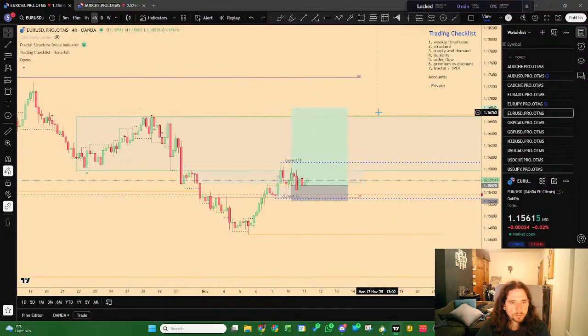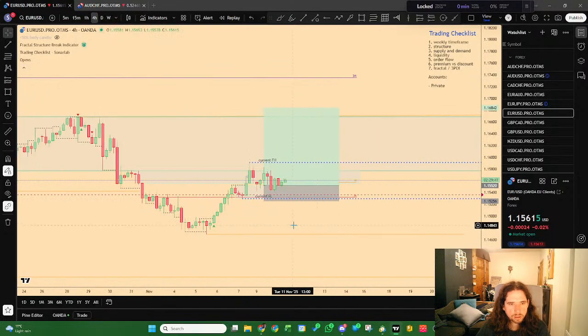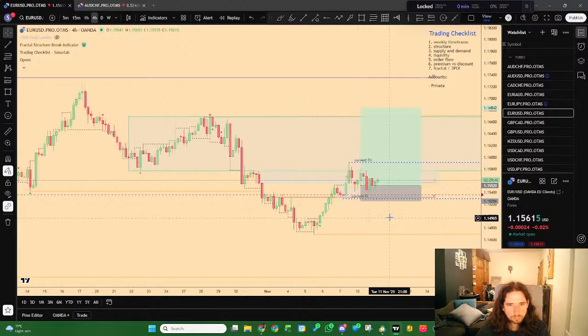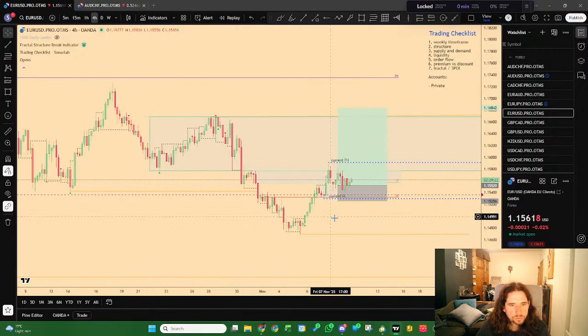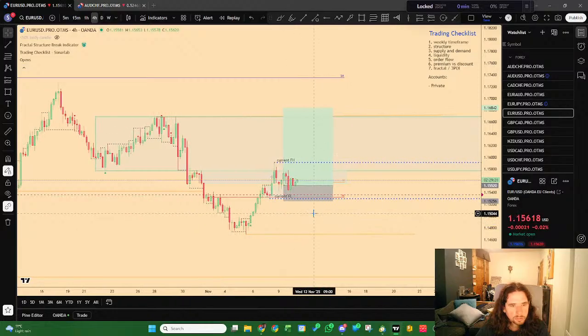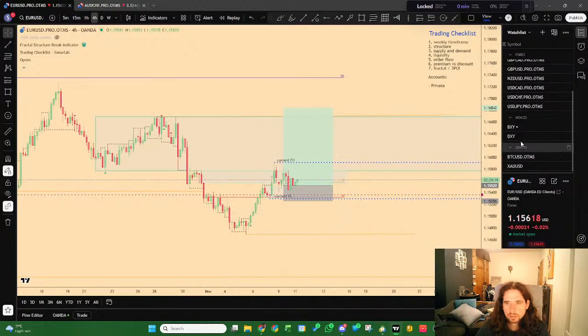4 hourly. So there's a bit of liquidity building up here. Put this in here. We haven't broken this, so we tapped into that liquidity there. We've taken that liquidity there. What is the DXY?